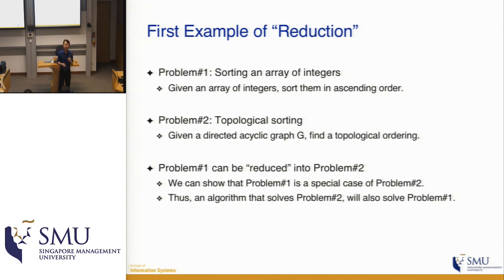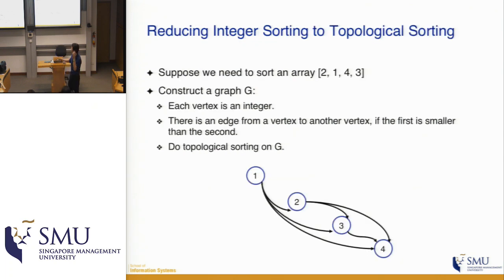Okay, now let's see how it can be done. Let's say you have an array, 2, 1, 4, 3, and you want to sort this. And let's say you don't know about insertion sort, you don't know about merge sort, you don't know about any other sorting algorithms, but you know about topological sorting. So now you realize that there is a way for us to transform the problem into topological sorting. How? Topological sorting is going to take in a graph.